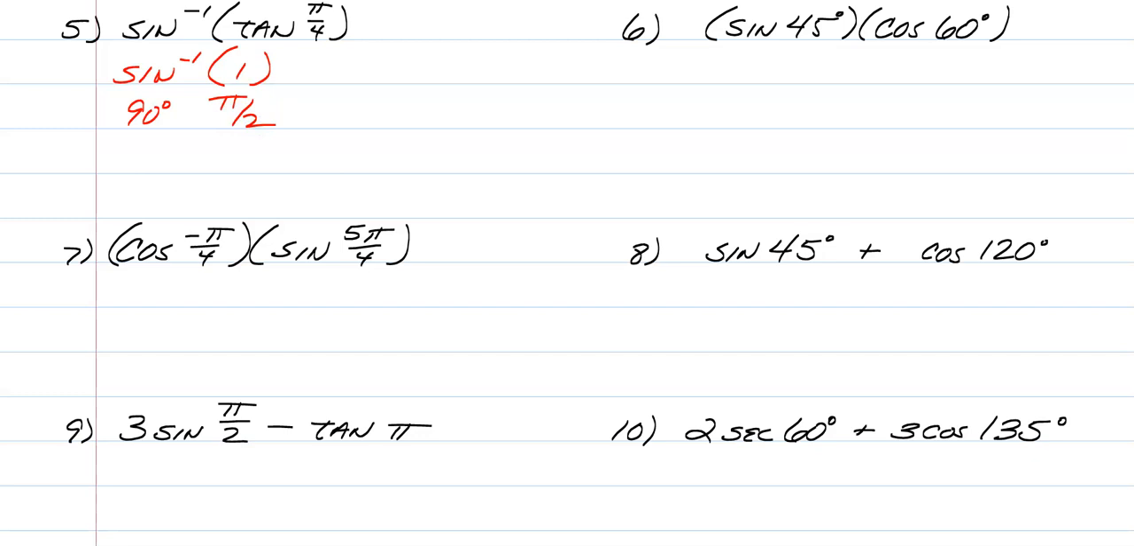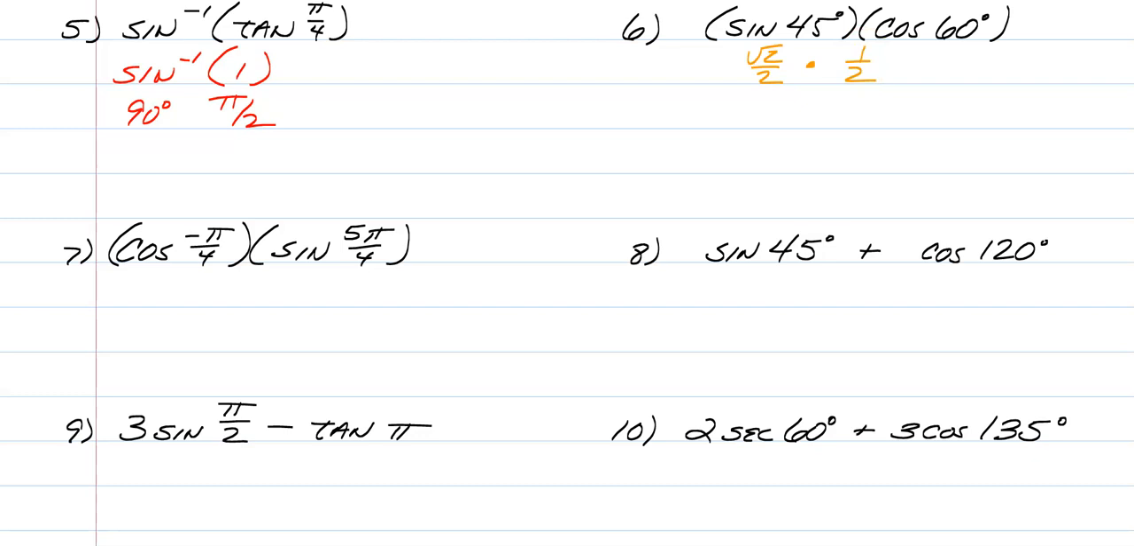Number 6. This is an example of multi-step evaluating, but then you're going to multiply your results. So what is the sine of 45? Sine of 45 is the y value, which is root 2 over 2, times, what is the cosine of 60? The cosine of 60 is 1/2.